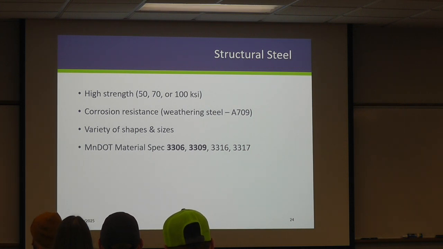MnDOT spec, if you want to dive into the material specs, this is where you're going to find a lot of that steel information. I will note that this 3306 is not a high strength steel. This is more of a standard grade. So if you're going to buy angles or channel sections off the shelf from a supplier, they're going to be subject to this lower strength steel.